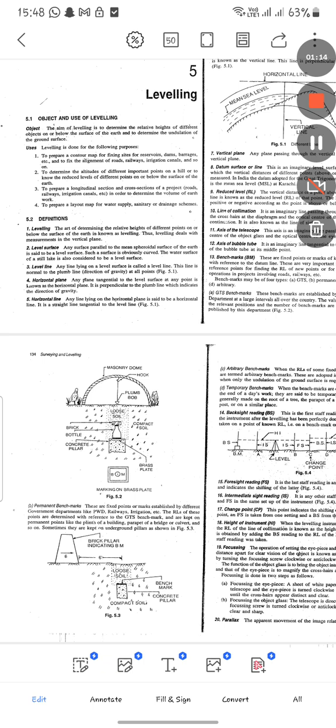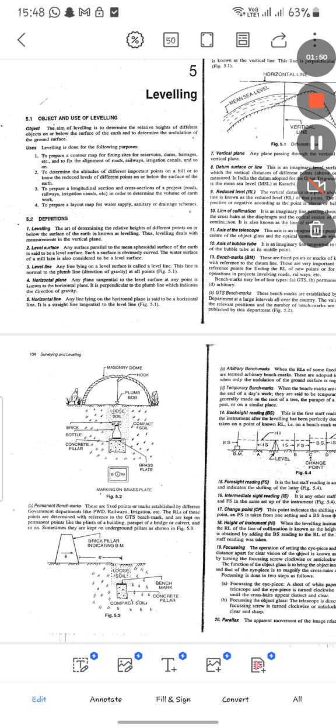Purpose number 3, to prepare a longitudinal section and a cross-section of a project, e.g. for road, railway, irrigation, canal works, in order to determine the volume of the earthwork. Purpose number 4, it is to prepare a layout map, for example for water supply, sanitary or drainage schemes. These are the purposes of leveling.